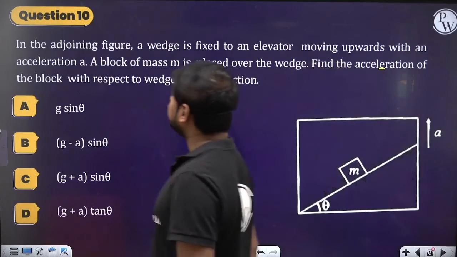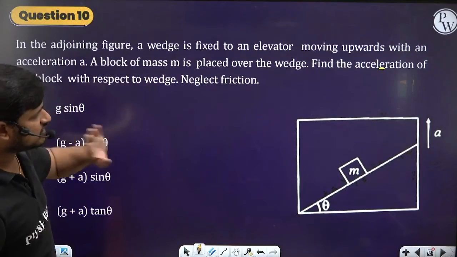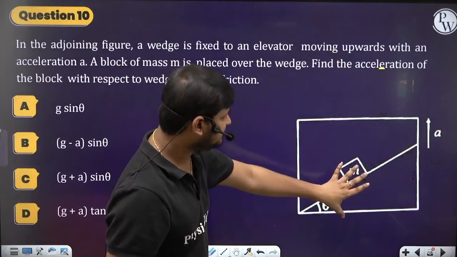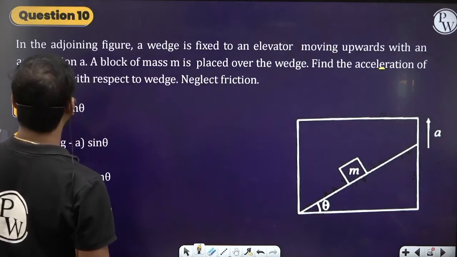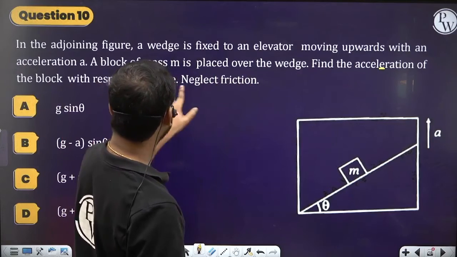Then in the adjoining figure, a wedge is fixed to an elevator. See here, this is the elevator. The wedge is fixed here, moving upwards with an acceleration a. A block of mass m is placed over the wedge. Find the acceleration of the block with respect to the wedge.